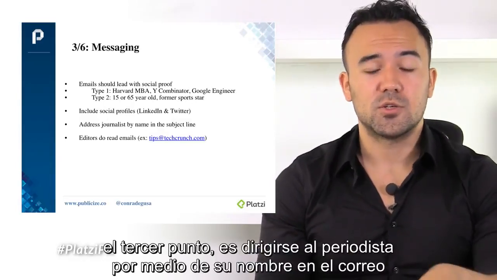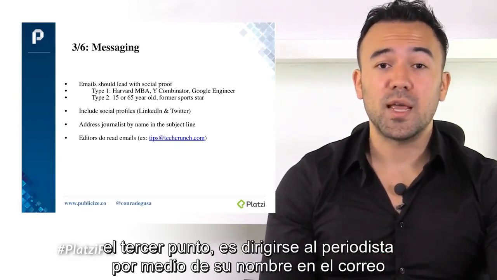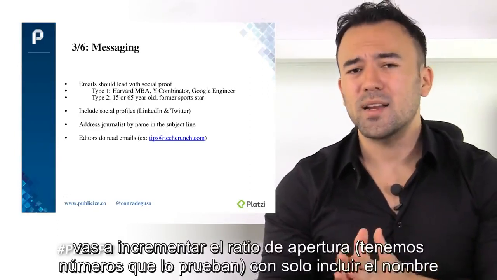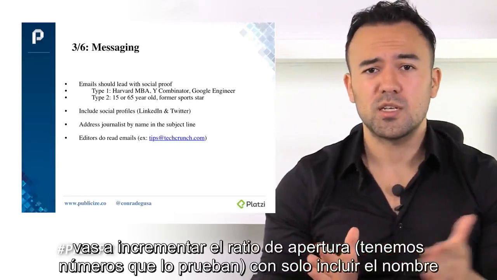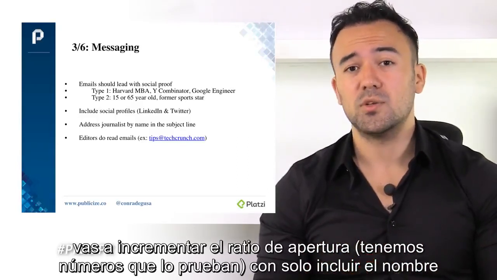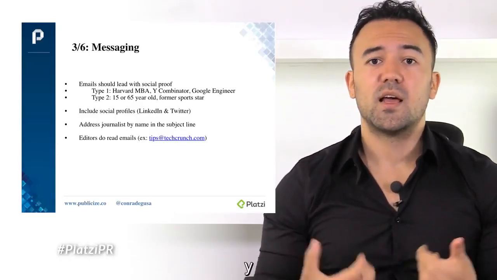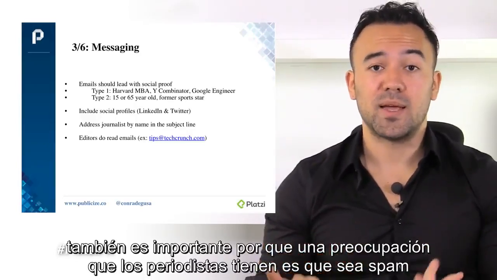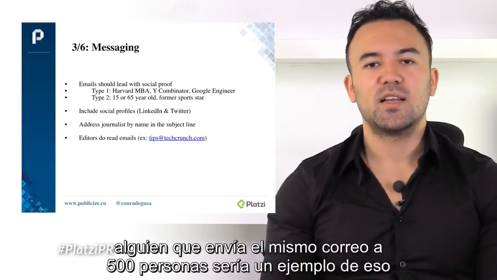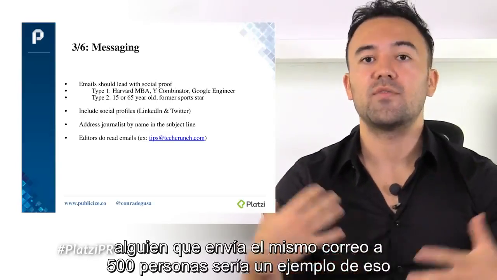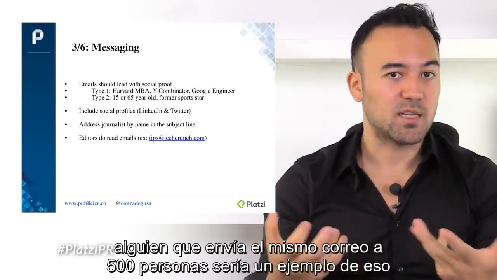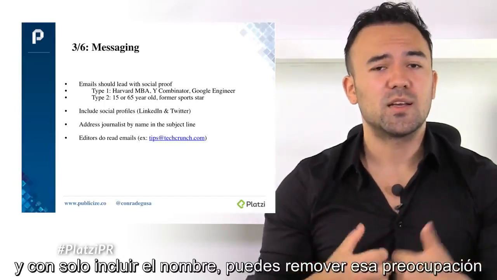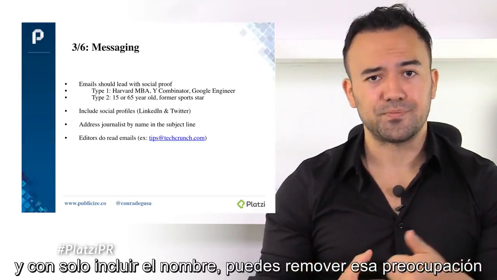The third thing is to address a journalist by their name in the email, particularly in the subject line. You're going to dramatically improve your open rate, and we have numbers to prove this, by just including a journalist's name. It's also important because a worry journalists have is spam, that someone will send an email to 5,000 people. By just including a name, you can take away that concern.